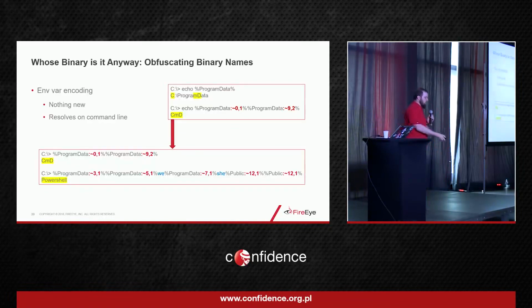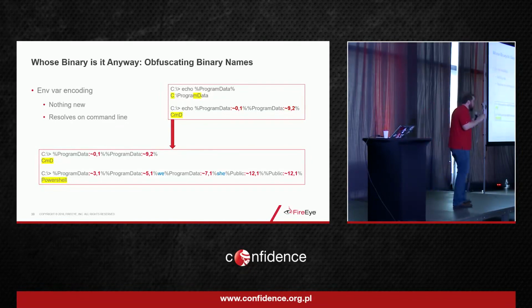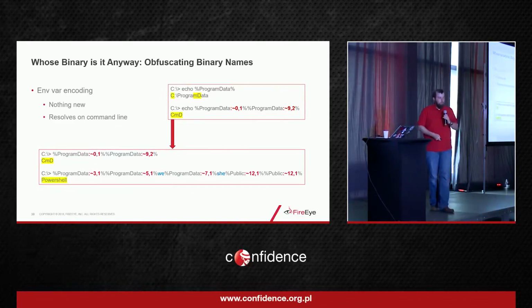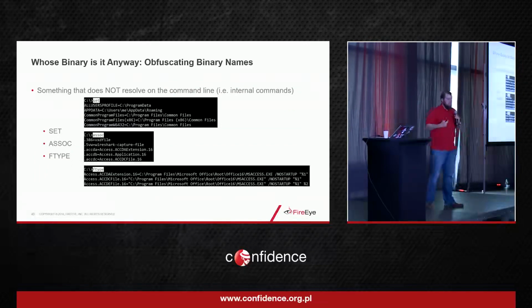Now, the thing about these samples, though, is that when you actually paste this into the command prompt and look at your process execution events, that obfuscation is gone. It only shows the pure value of that character. The reason is that when you use known environment variables, not new ones but existing ones, they will resolve when you run it on the command line. So that really got me thinking, can I find a way to obfuscate these binary names that does not resolve on the command line? What I ended up coming down to was 3 interesting internal commands.